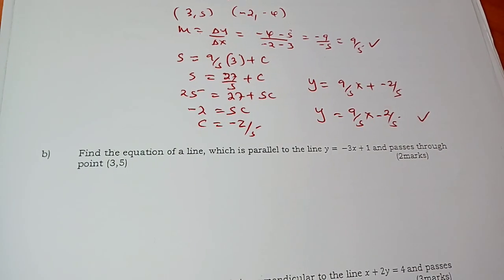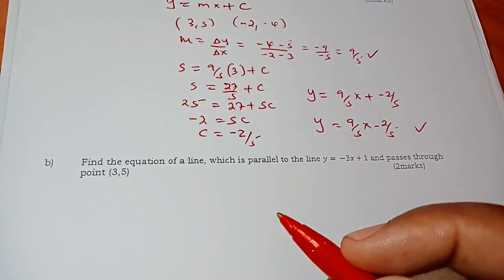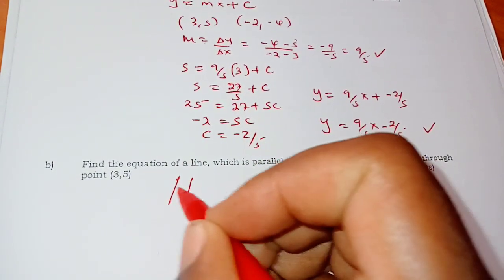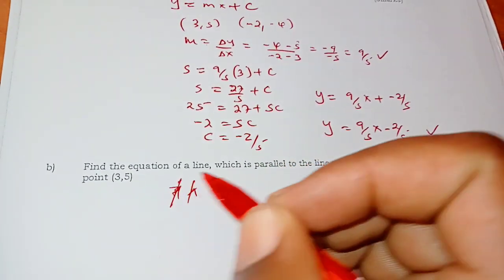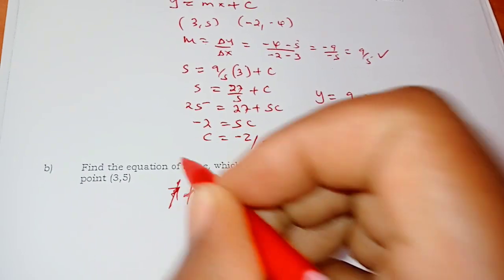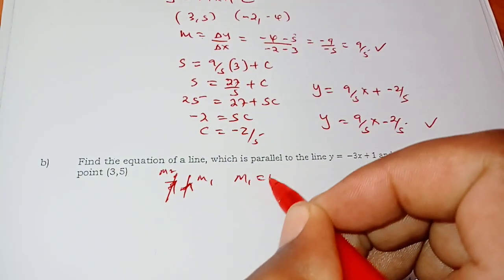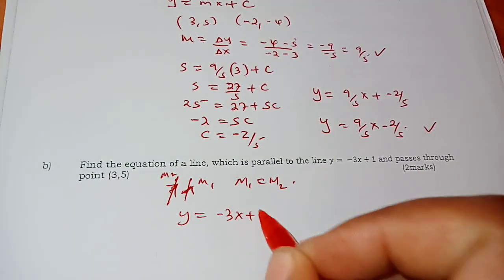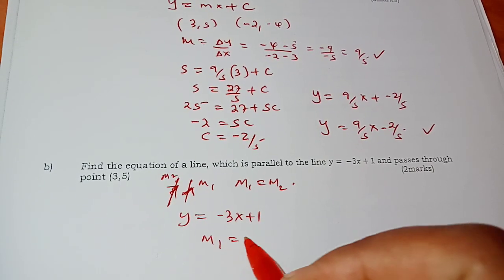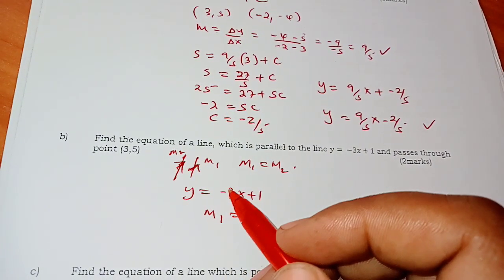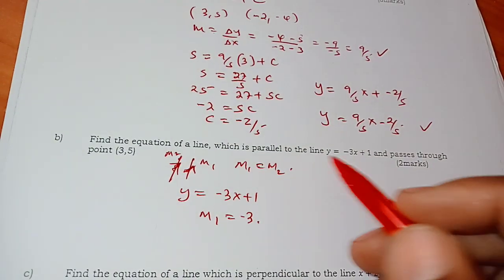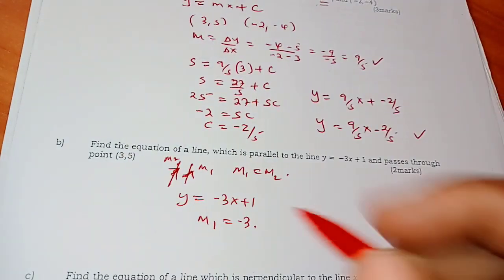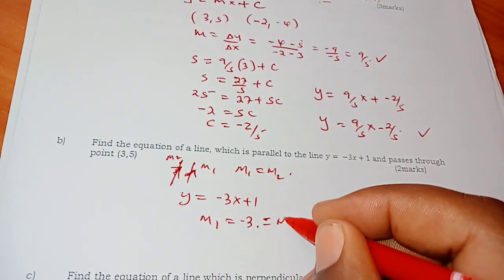Find the equation of a line which is parallel to the line y equals 3x plus 1 and passes through (3, 5). For lines to be parallel, we know that they have the same gradient. So m1 should be equal to m2. We have an equation here, and the gradient we can extract as 3, because it is the coefficient of the variable x. We are aware that it is passing through this point here.